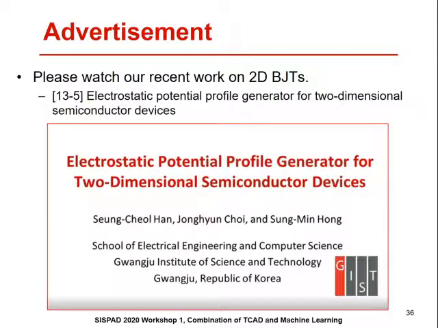Before finishing this part, it is noted that Mr. Seung-Chul Han has a presentation in the main conference. Its paper ID is 13.5. In this work, two-dimensional bipolar junction transistors are considered. With a CNN, a two-dimensional potential profile is generated. Also, the device template is introduced. You can find much more advanced results in that presentation.